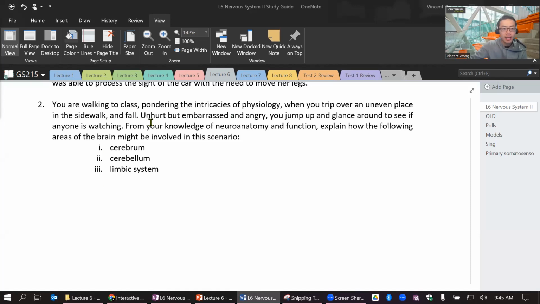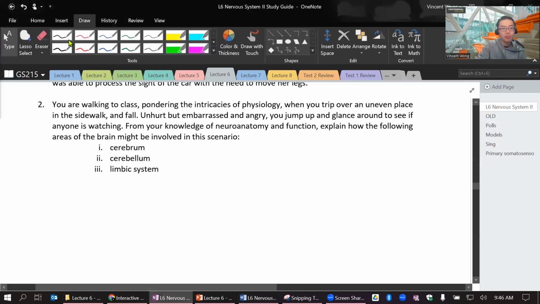Let's take a look at this question here. You are walking to class, pondering the intricacies of physiology when you trip over an uneven place in the sidewalk and fall. Unhurt but embarrassed and angry, you jump up and glance around to see if anyone is watching. From your knowledge of neuroanatomy and function, explain how the following areas of the brain might be involved in this scenario. Okay, so we have the cerebrum here, we have the cerebellum, and we have the limbic system.